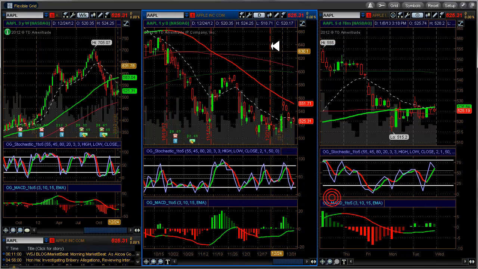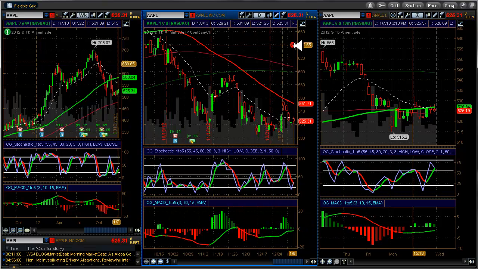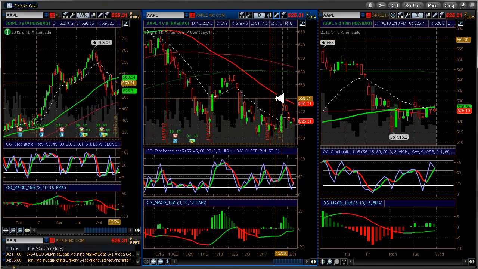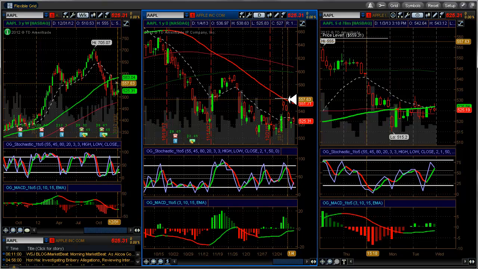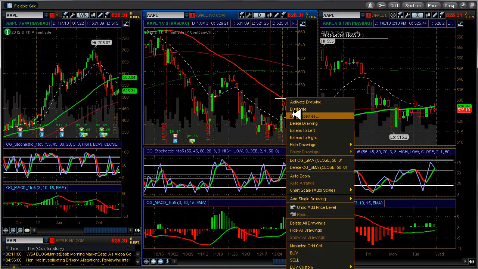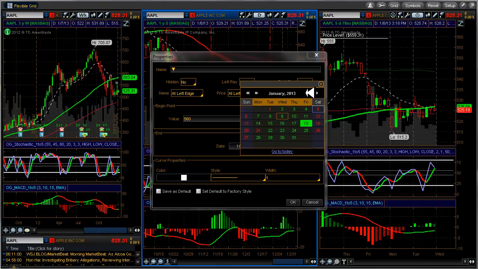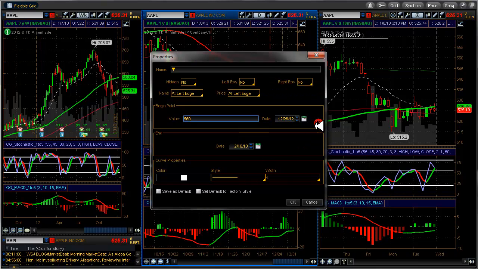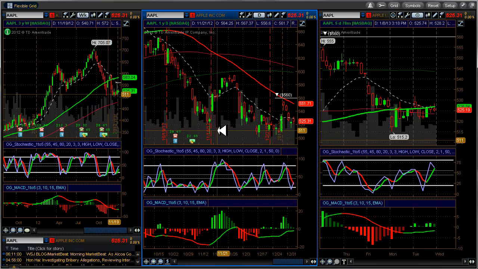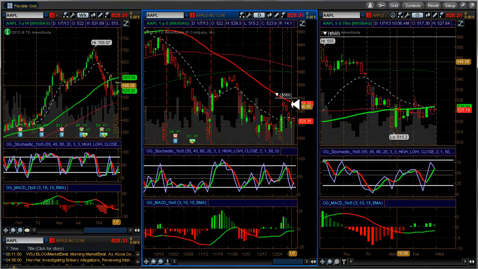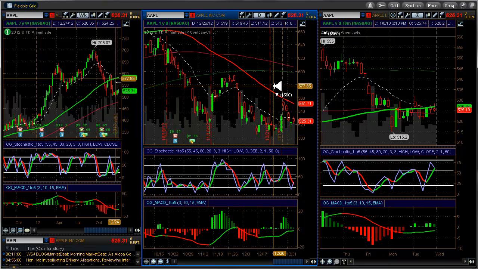Oh, I got a note set up here. Let's go up here. Horizontal line, price level. We want to stay below 560, so we'll go in here and edit the properties. We'll delete that, say Alt 31, and then change that to 560. That is a February expiration, so we'll extend the line out to there and say OK. So now we're watching for this to stay below 560.